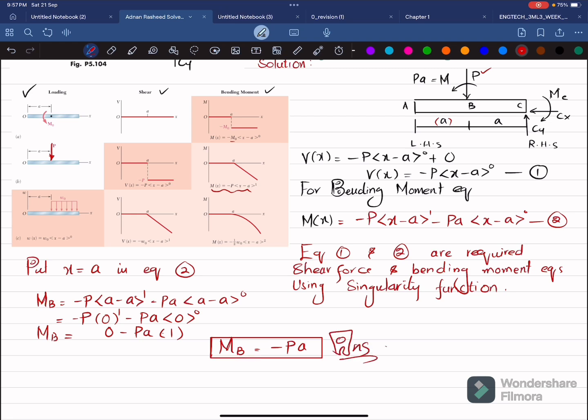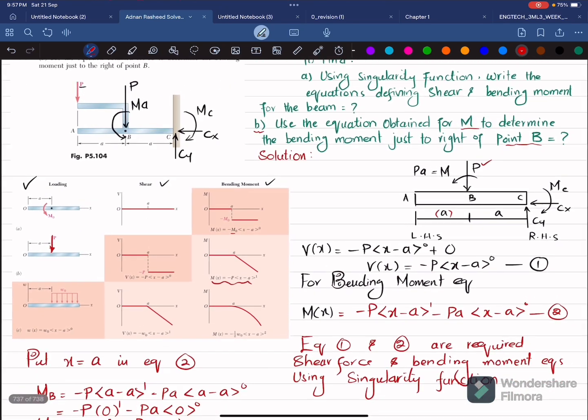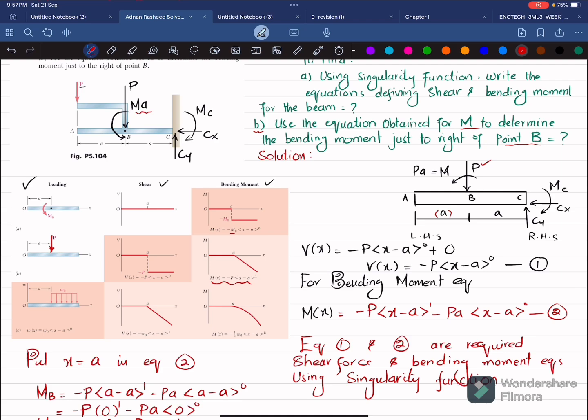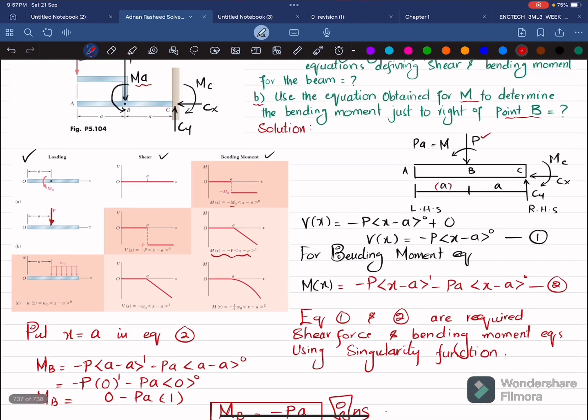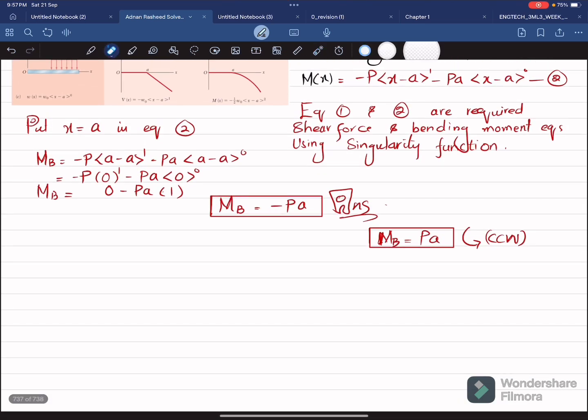Now this negative sign shows that the moment at point B will be equal to P times a, and while representing this bending moment on the beam or bending moment diagram, this will be counterclockwise, CCW. And you can also see that the moment at point B is again PA, which is counterclockwise here. So this is the answer of our second part.